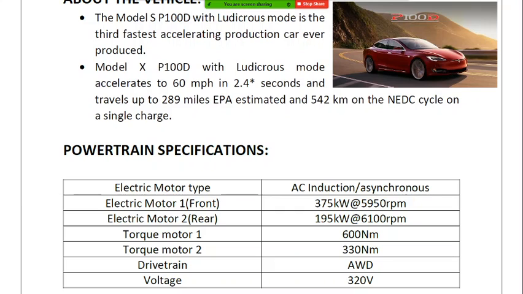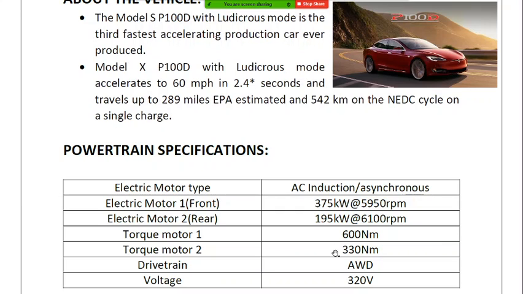We could see that electric motor 1 gives you power of around 375 kilowatt. So obviously the torque in motor 1 is also higher when you compare it with the torque in motor 2. The torque in motor 1 is around 600 newton meter, and the torque in motor 2 is around 330 newton meter.